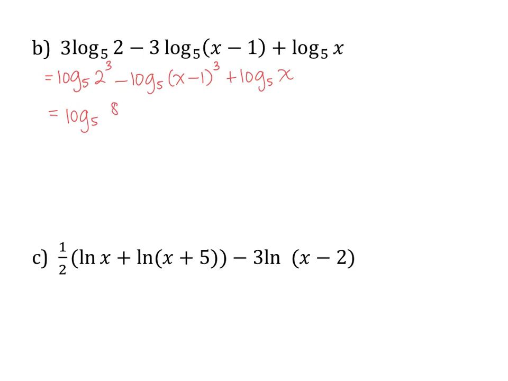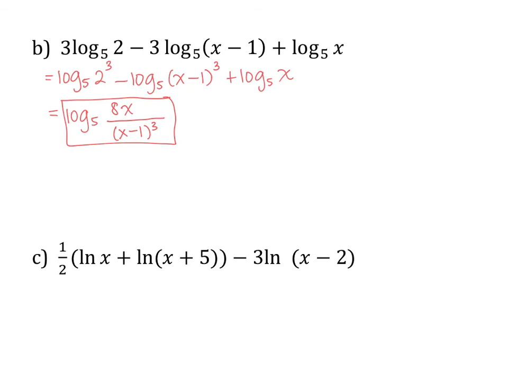Since I'm subtracting the log of x minus 1 to the third, I am dividing by x minus 1 to the third. Since I'm adding log base 5 of x, I'm multiplying the argument by x. Okay, so this is my final answer. I can't really simplify it anymore. Don't multiply it out. It doesn't make it any better. If I could cancel something, I would cancel something, but in this case, nothing will cancel.